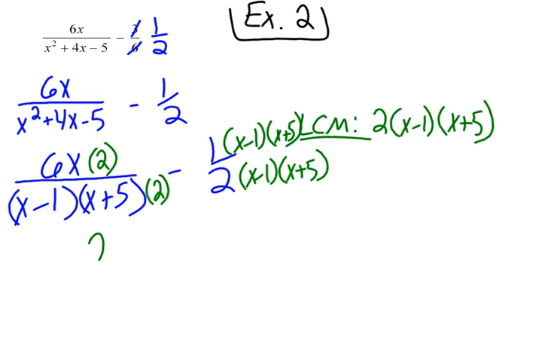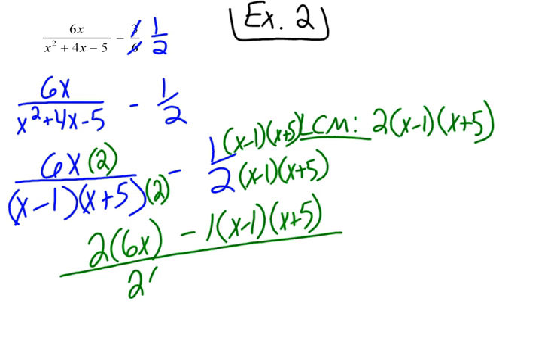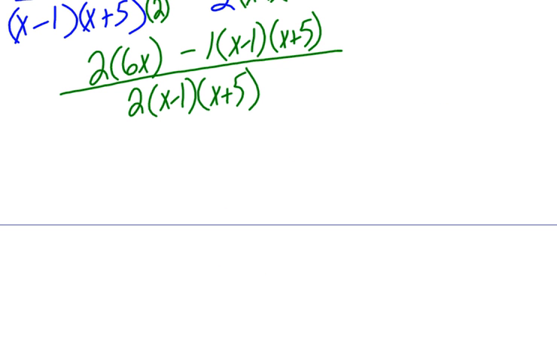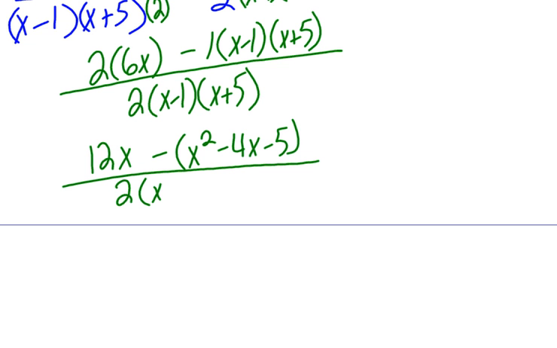So we have 2 times 6x minus 1 times x minus 1 times x plus 5 all over 2 times x minus 1 times x plus 5. Let's distribute. 12x minus, well, we knew before that x minus 1, x plus 5 are two factors of the trinomial x squared minus 4x minus 5 all over 2 times x minus 1 times x plus 5. Okay, once again, we have to simplify our numerator. So 12x, let's distribute that negative, changing all of our signs. Minus x squared plus 4x plus 5.